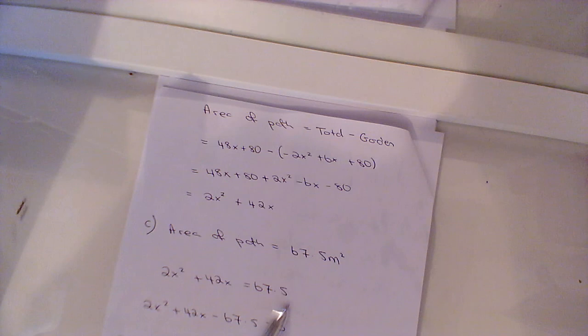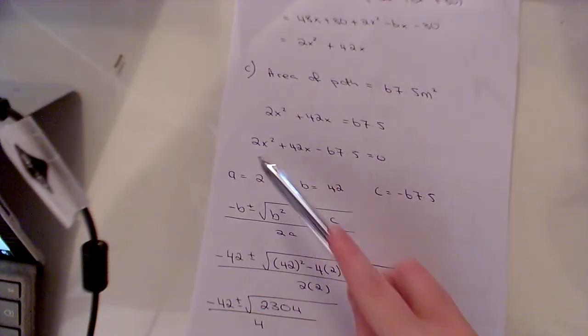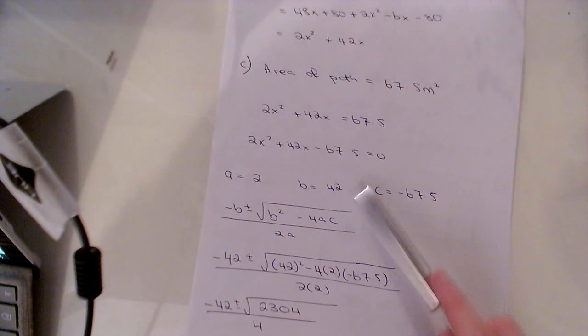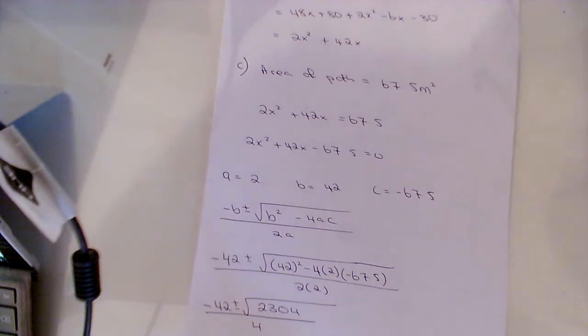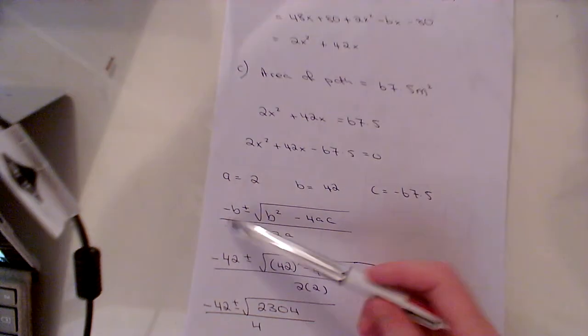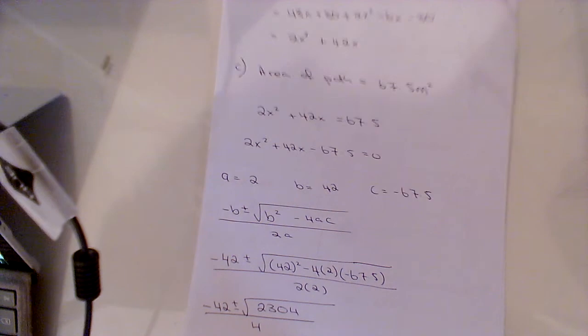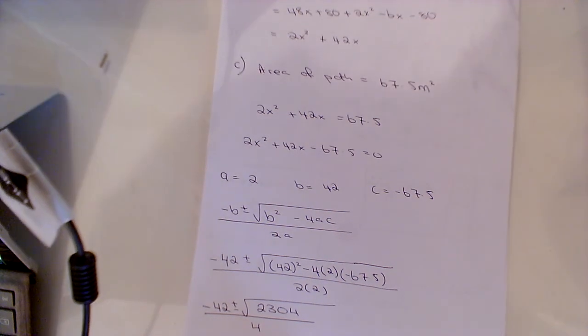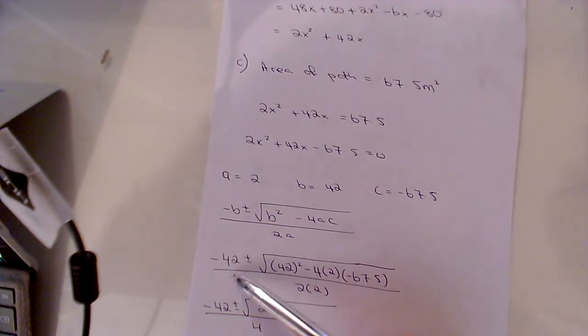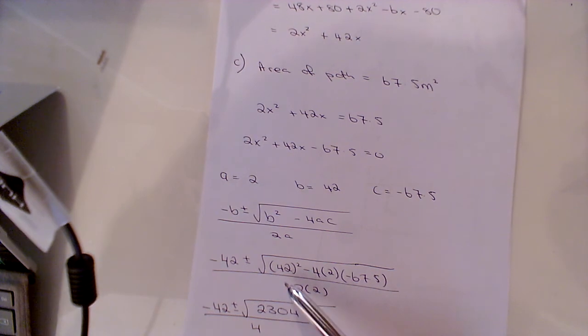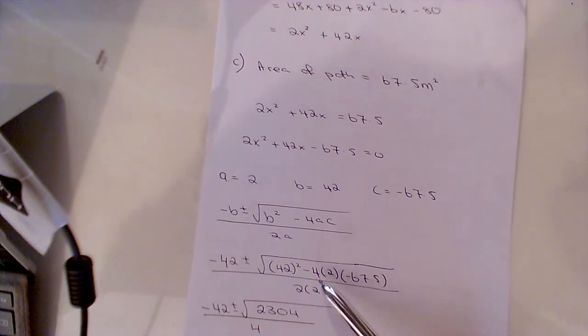Then I go off and do the minus b formula. So I have a is equal to 2, b is equal to 42, and c is equal to minus 67.5. So I have minus b plus or minus the square root of b squared minus 4ac all over 2a. So I'll have minus 42 plus or minus the square root of 42 squared minus 4 bracket a bracket c all over 2 bracket a. So I have minus 42 plus or minus the square root of 2304 all over 4.